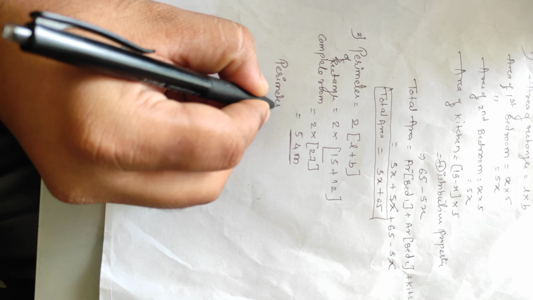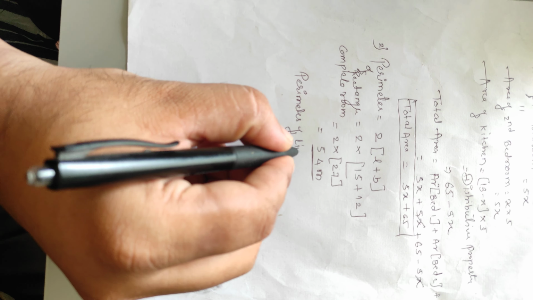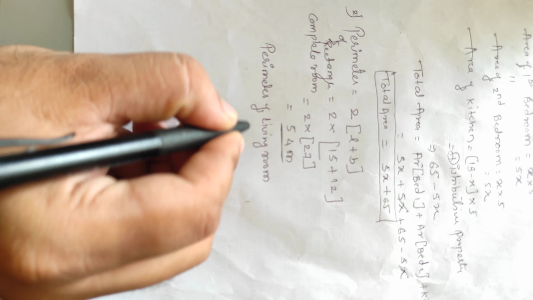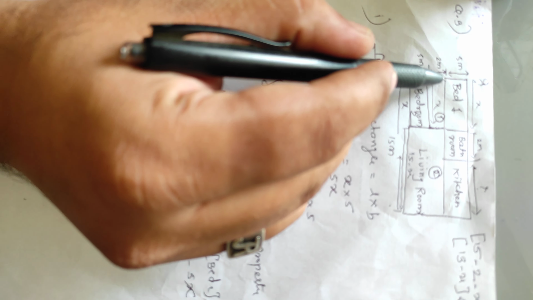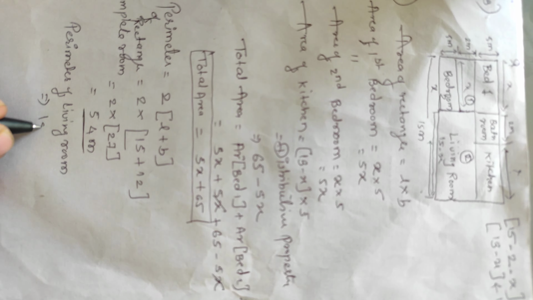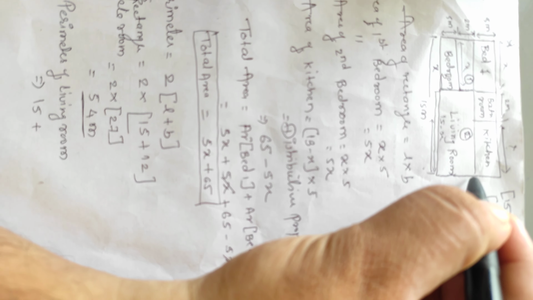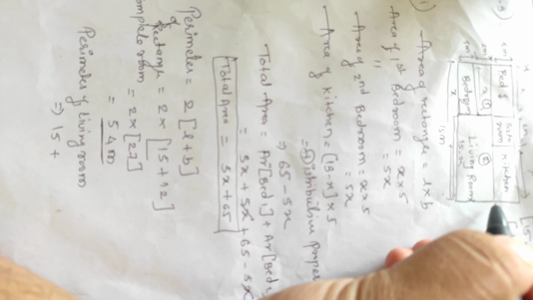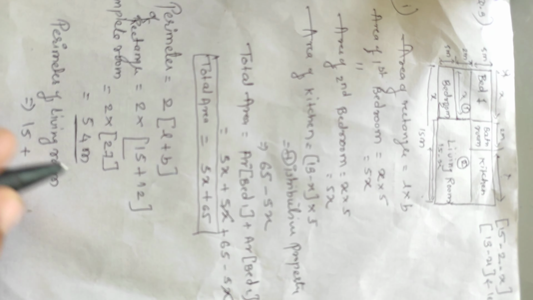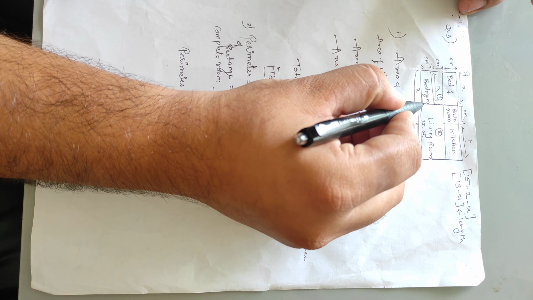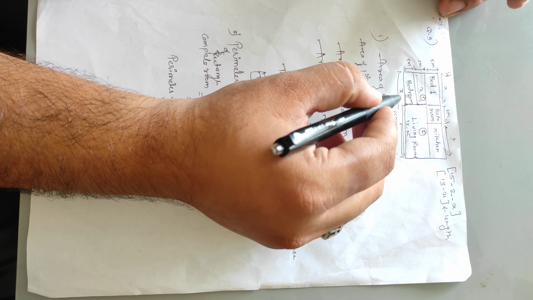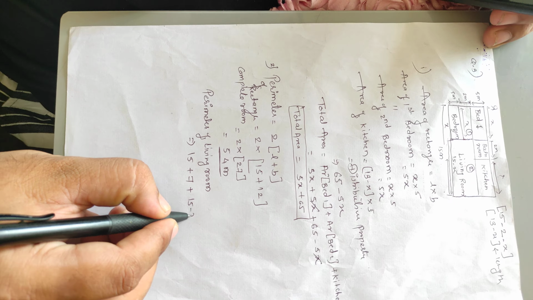So we'll just calculate the perimeter of the living room. Just see here, how much is this distance? This is 15 meters, right? Plus, how much is this distance? You can see 5 plus 2, that is 7. Plus, now you will walk along this direction. How much is this distance? I told you the total is 15 minus x, so it becomes 15 minus x.